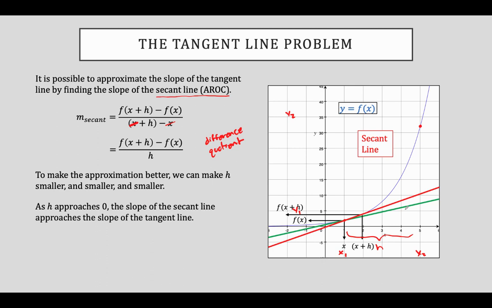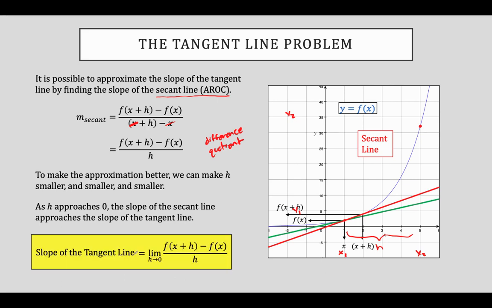What we should recognize here is that as h approaches 0, where h is the distance between these 2 points along the x-axis, the slope of the secant line approaches the slope of the tangent line. This means if we want to get the slope of the tangent line, we can do so by taking the limit as h approaches 0 of our difference quotient. The slope of the tangent line is equal to the limit as h approaches 0 of f of x plus h minus f of x all divided by h.